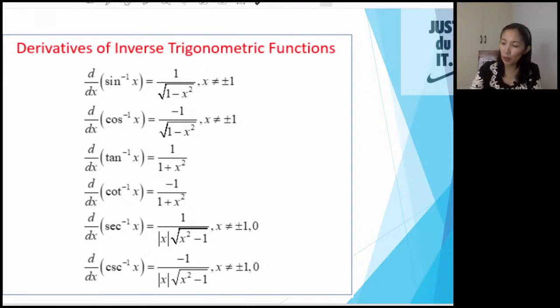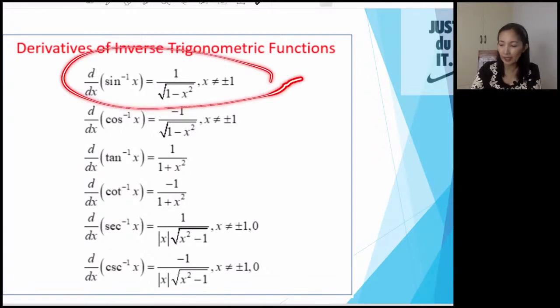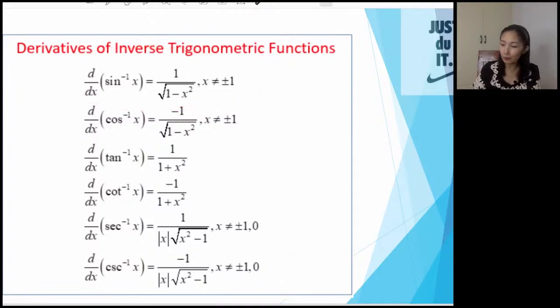So that if you know one, then you can derive the derivatives of the rest. Okay, so you don't have to memorize. You can show the proof on your own. Now, let's begin with y equal to arc sine of x. And to differentiate, we will apply implicit differentiation and the derivatives of trigonometric functions.